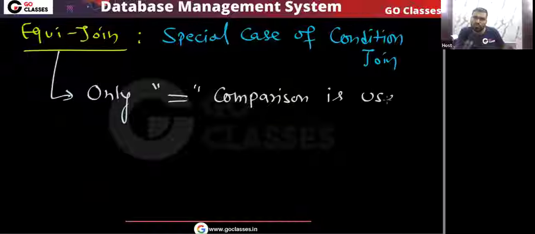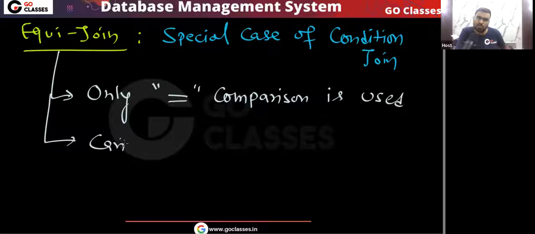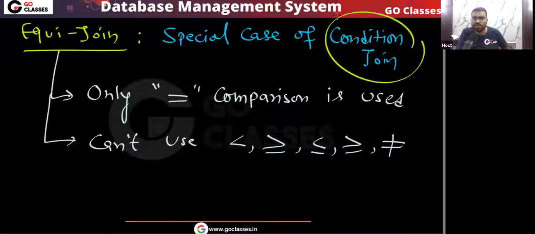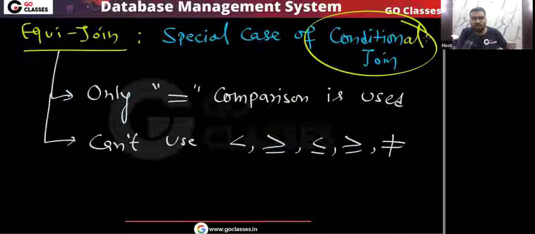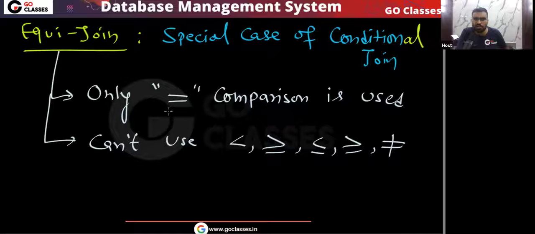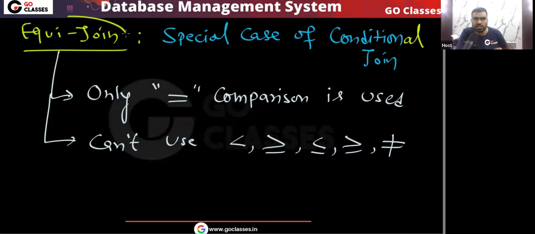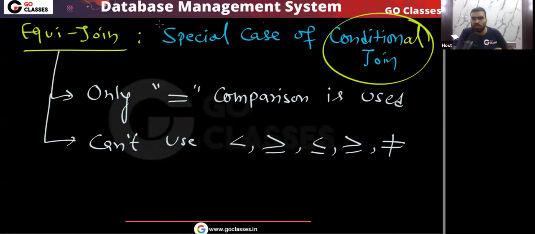This means that in equijoin we can't use less than, greater than, less than or equal to, or greater than or equal to. These things we cannot use. So this is just a special case of conditional join where only equality comparison is used, nothing else. There is nothing fancy here. Equijoin is basically the same as conditional join. When you are solving any question of equijoin, you are basically solving a question of conditional join. We only use equality, we don't use these other things. If you are only using this, then you can call it equijoin. Otherwise, you can call it conditional join.